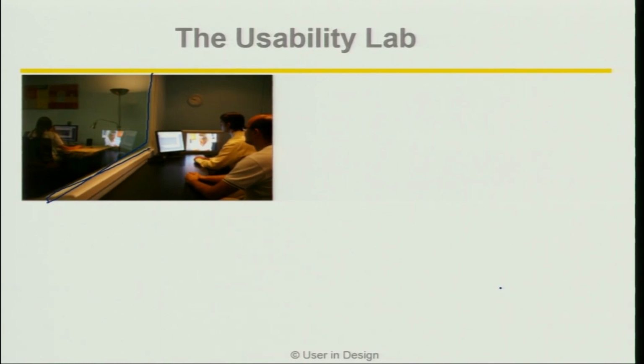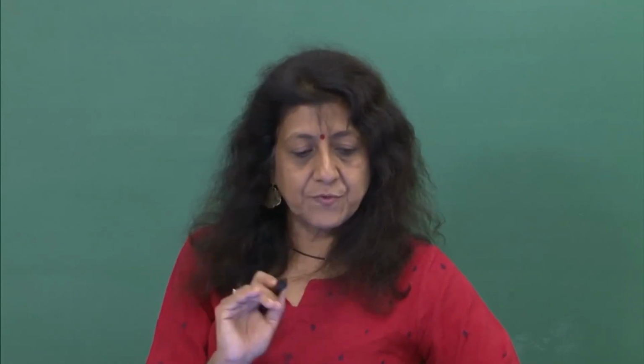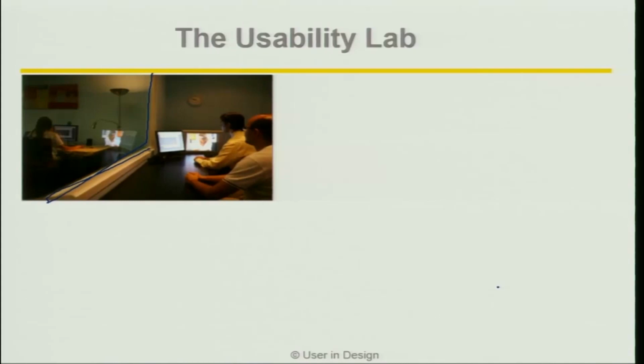The reason to have this one-way mirror, as I told you, is that when people are observed, when they are being watched, it's a very uncomfortable situation. So to give them a sense of comfort, even though they are in this situation where you're observing what they're doing, it's a good idea to give them that space, right?